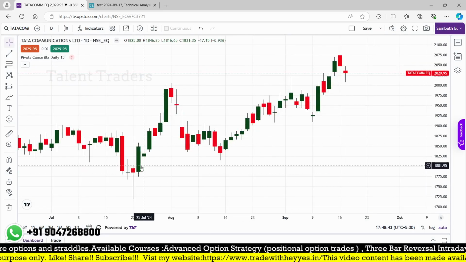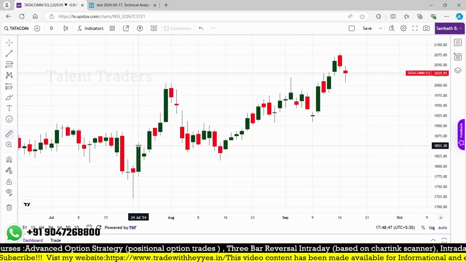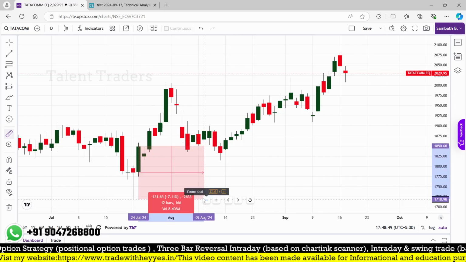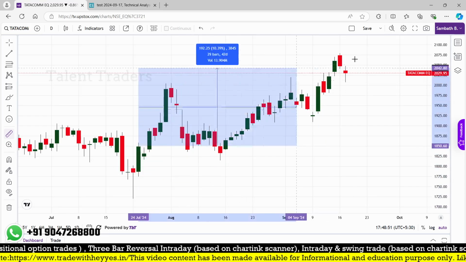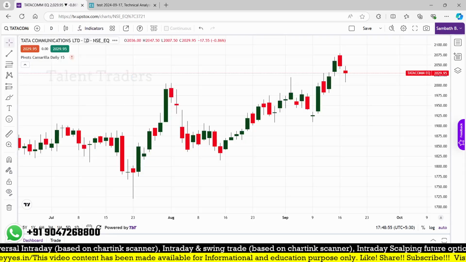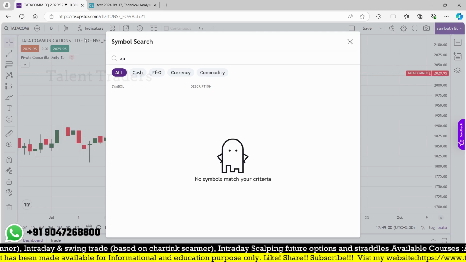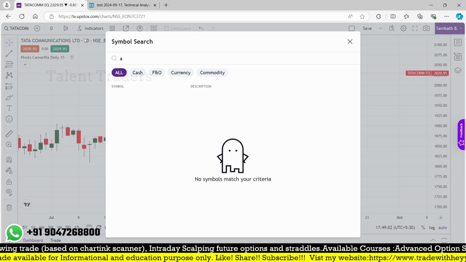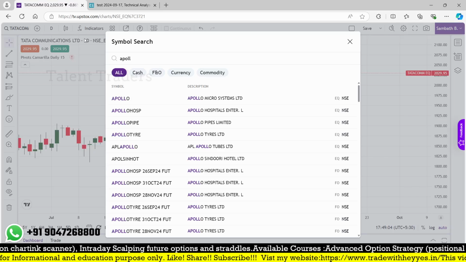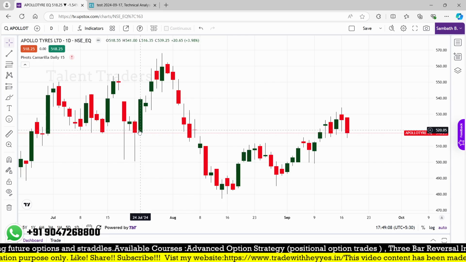Tata Communication, Apollo Tire, on the same date. Let me check, and this is the date, and still it is not reaching a stop loss, and it was giving you such a good upside move, 7%, and here it generated 8%, and as of now 12%. Okay, then Apollo Tire, Havells. Let me check this.